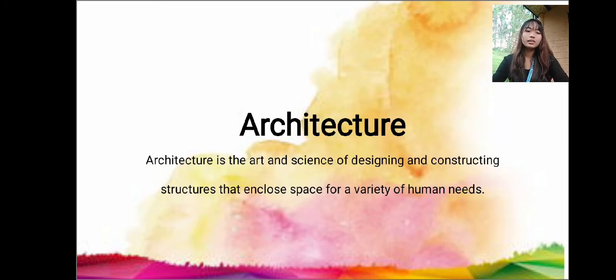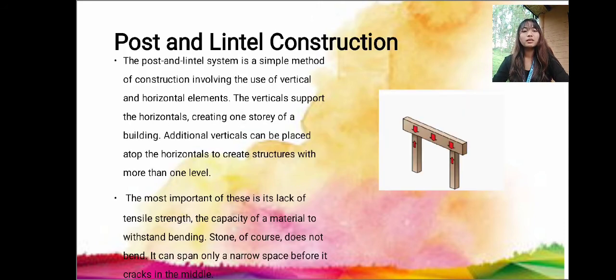Next is architecture. Architecture is the art and science of designing and constructing structures that enclose space for a variety of human needs. The first one is post and lintel construction. Post and lintel construction involves the use of vertical and horizontal elements. We usually see it in the posts of houses. The example is here in the picture. Yeah, that is an example of post and lintel construction.